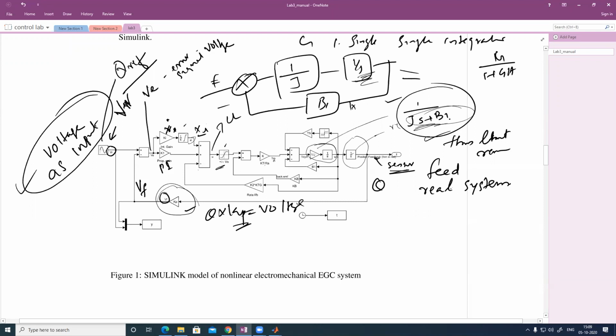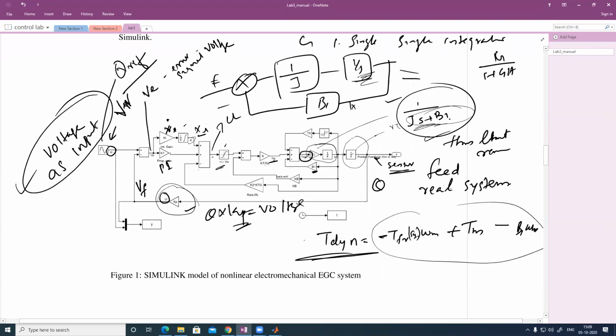And this TFR, this loop is derived, and T dynamic you will get. The T dynamic value is Tm, minus TFR into the signum function of omega m, minus B1 into omega m. This is B1 and omega m is here. So this is T dynamic, and that value is equal to this one from this block diagram.